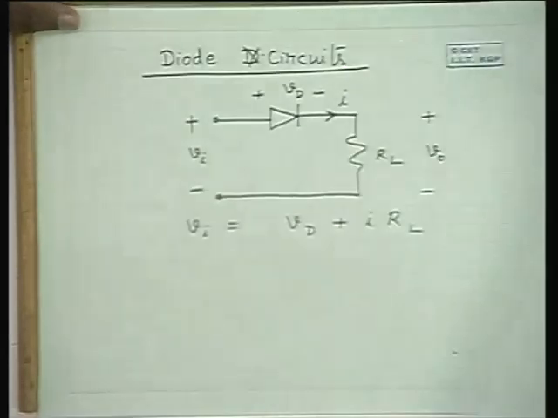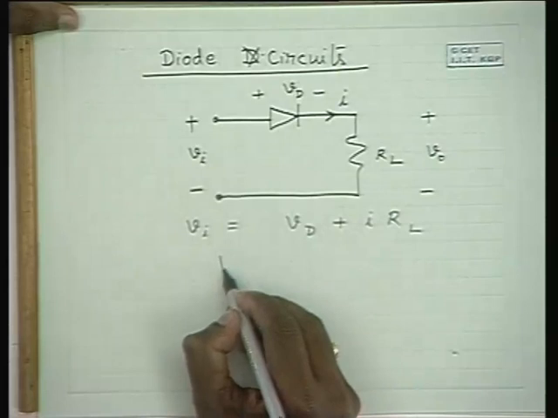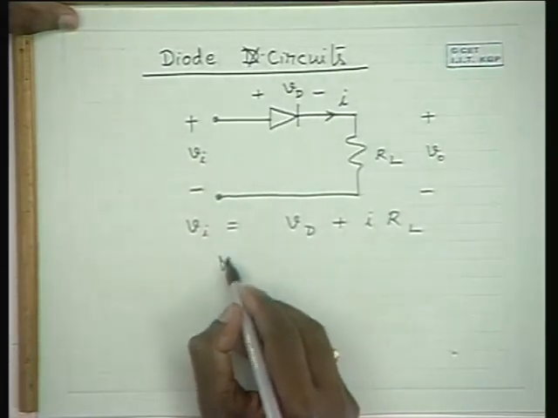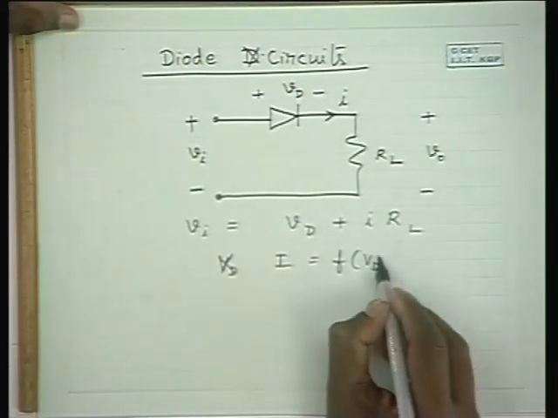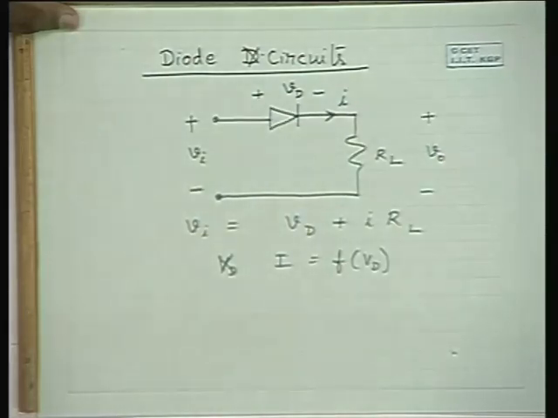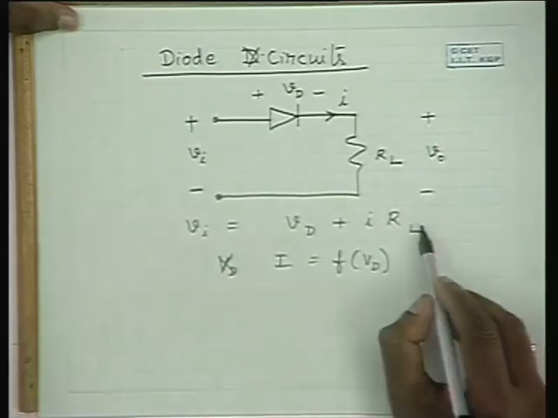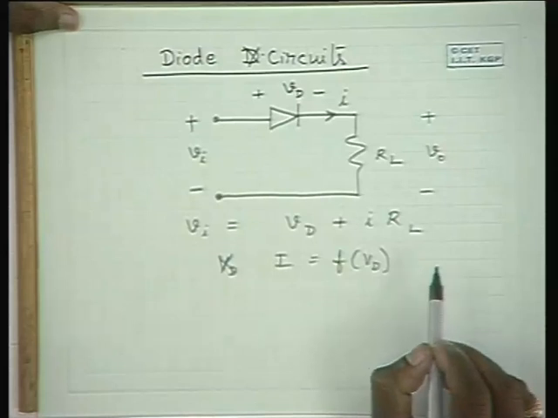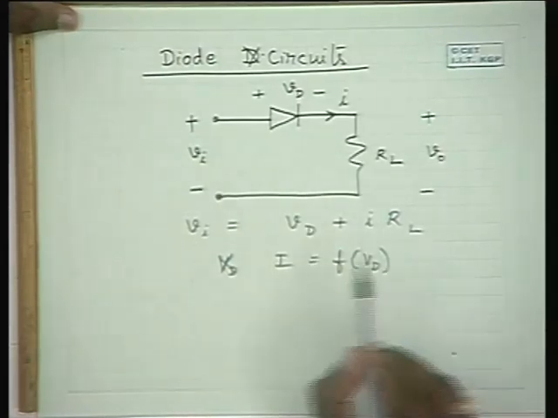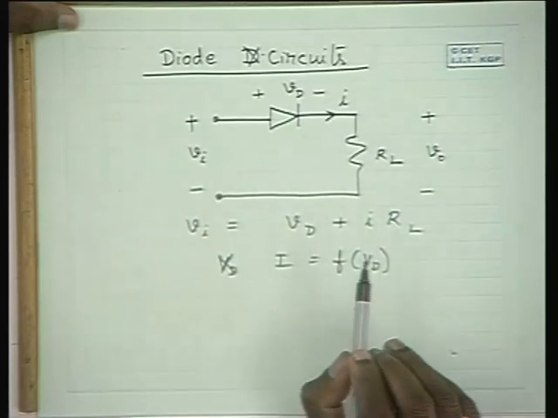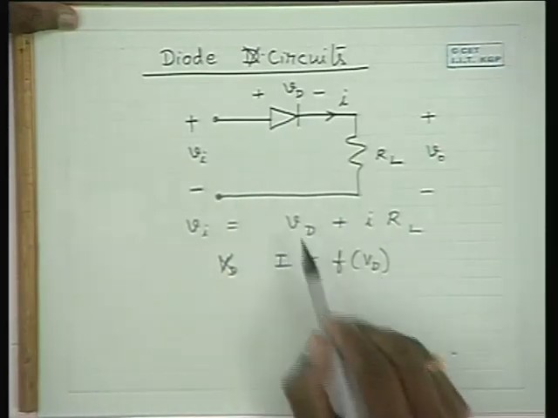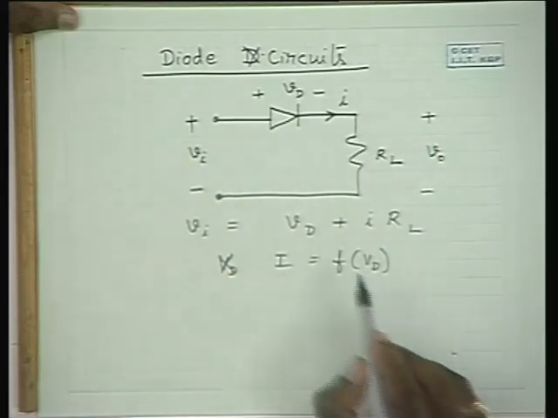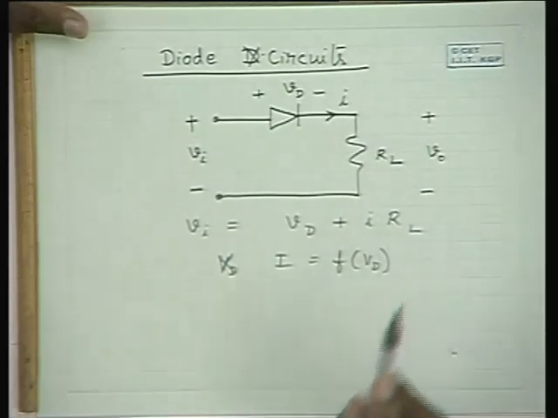Now how do you determine this? So that is one equation. I is a function of Vd, and the function is known. It is known graphically by the characteristics, and it is known mathematically by that exponential equation. That is the second equation, and this is the first equation. Solving these two equations, we can find out, for a given Vi and a given RL, how much the resulting I would be and how much Vd would be. So we have to solve these two equations. How to do it graphically?